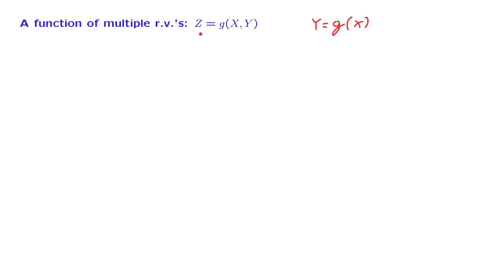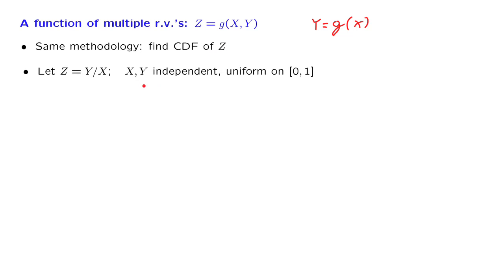The general methodology is exactly the same. We somehow calculate the CDF of the random variable z and then differentiate to find its PDF. Let us illustrate this methodology with a simple example. So suppose that x and y are independent random variables and each one of them is uniform on the unit interval. So their joint distribution is going to be a uniform PDF on the unit square. We are interested in the random variable, which is defined as the ratio of y divided by x. So we will now calculate the CDF of z and then differentiate.